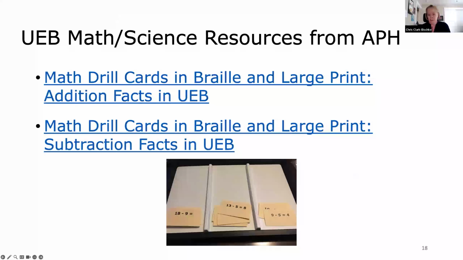Looking at more tangible student-focused resources, focusing on some from APH, they have math drill cards in Braille and large print. They have addition, subtraction, and not included on this slide, but they have since provided multiplication and division math drill cards as well. So APH is working with us to create additional resources in UEB Math and Science so that we are and can be better prepared to teach our students.